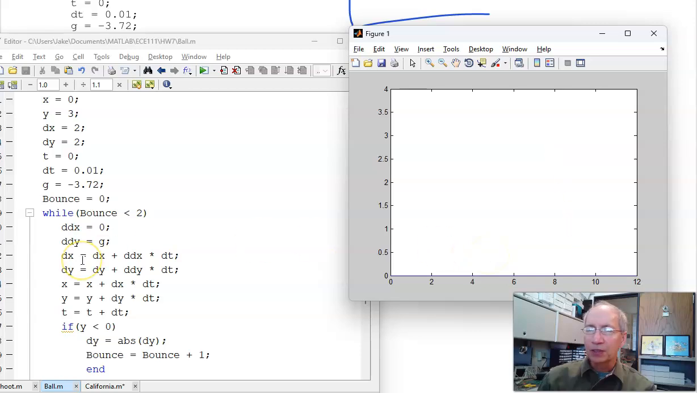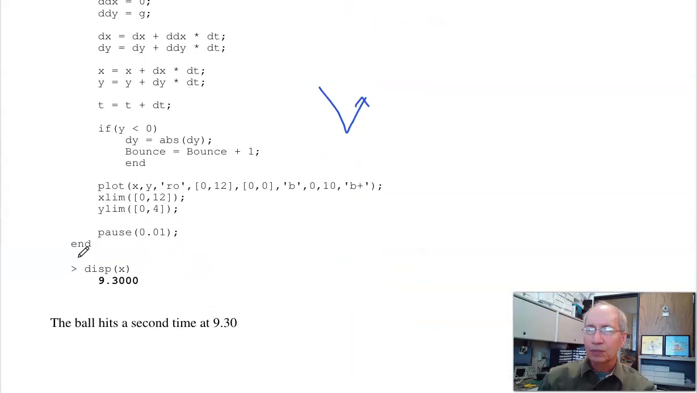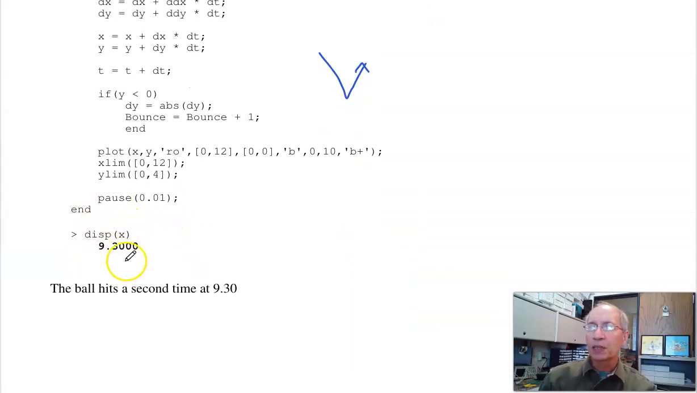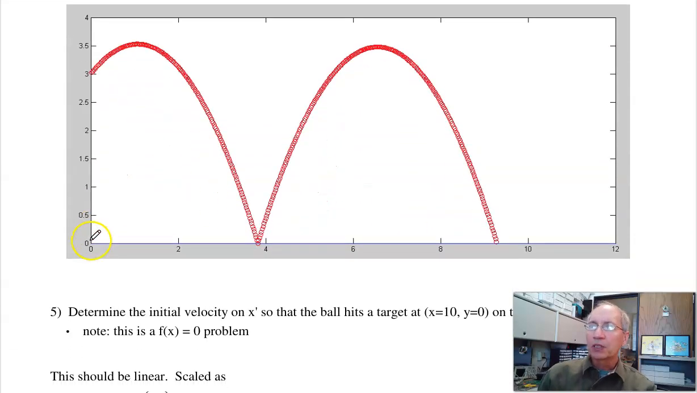There's the second bounce. When I do that, I hit at 9.3. And here's what it looks like. Here, I turn hold on, so you can sit there and see the path as it goes. But there's where it hits.